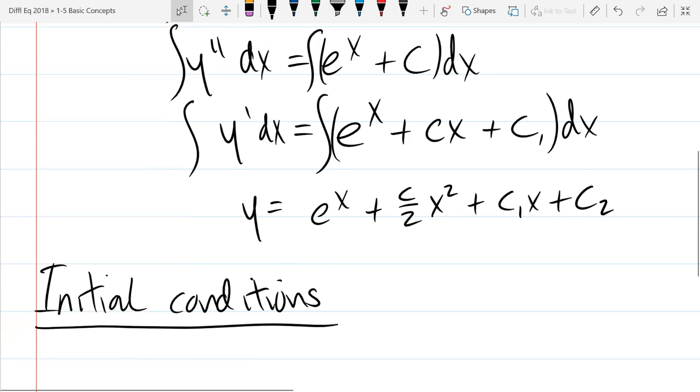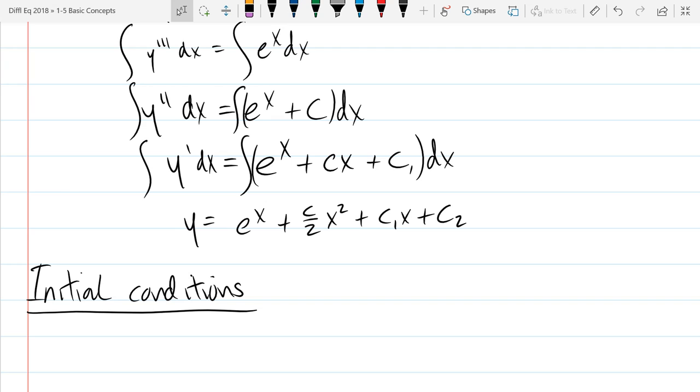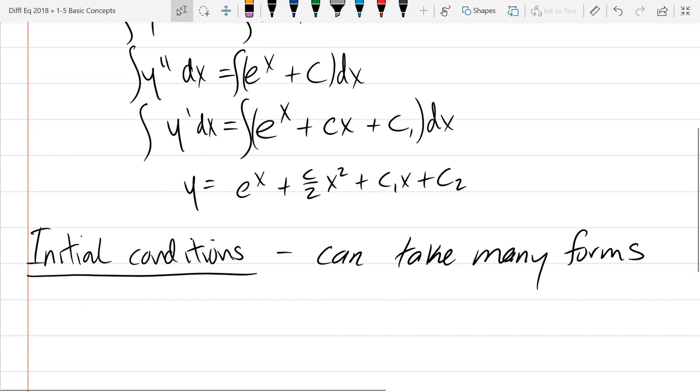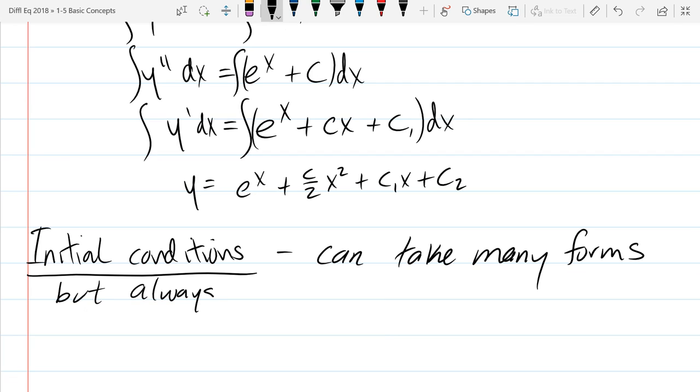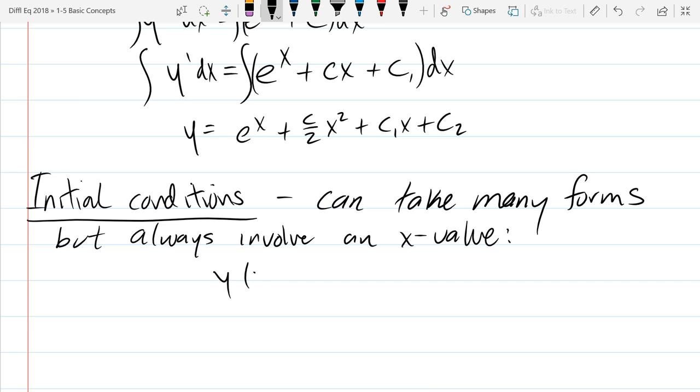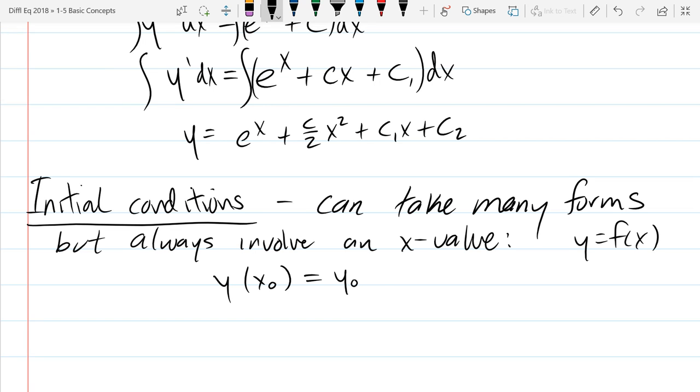Now we'll look at initial conditions. So these can take many forms, but always involve an x value. So for example, and this notation is going to seem a little bit strange. So this first one right here, if y equals f of x, a notation you may be more comfortable with, writing this would be the exact same as writing f of x0 equals y0.